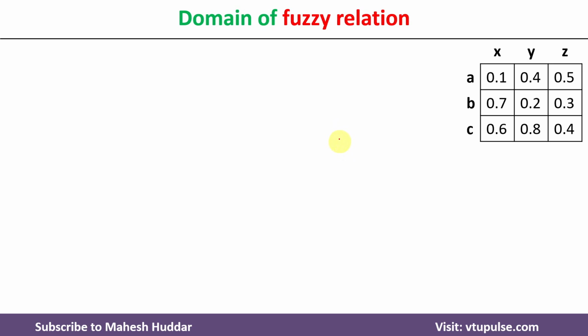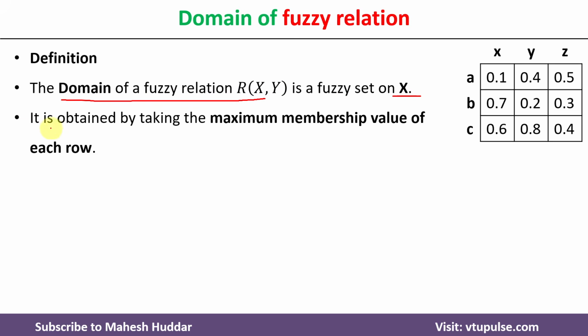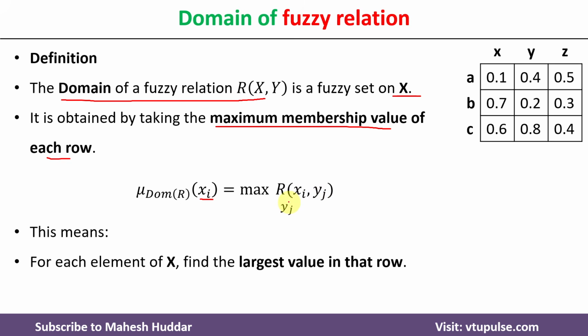So first we will find the domain of the fuzzy relation. The domain of fuzzy relation R(X, Y) is a fuzzy set on X. It is obtained by taking the maximum membership value of each row. So this can be represented like this. That is, the membership value of Xi in domain R is equivalent to the maximum value of R(Xi, Yj) for all Yj. This means for each element of X, we need to find the largest value in that row.